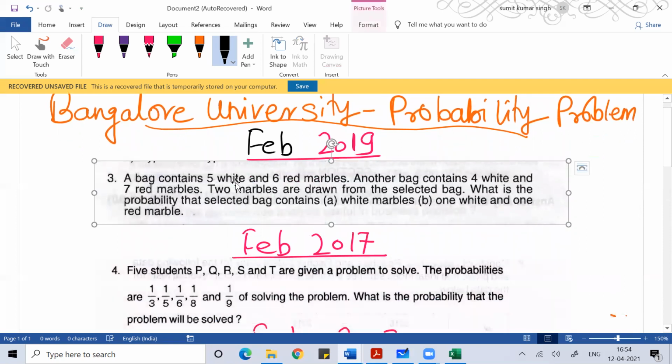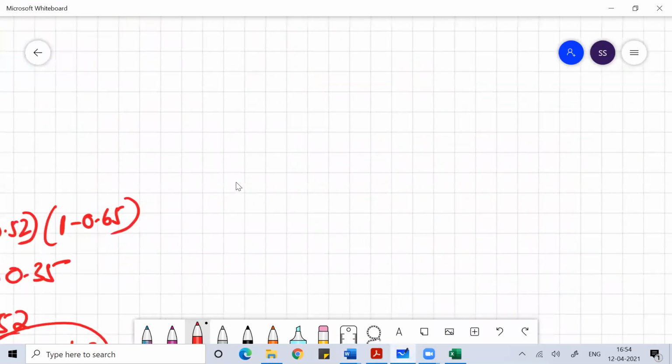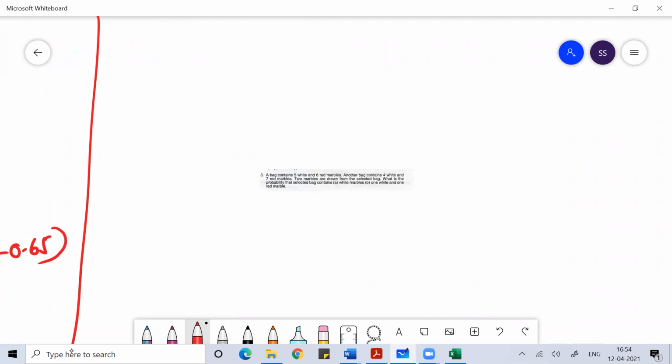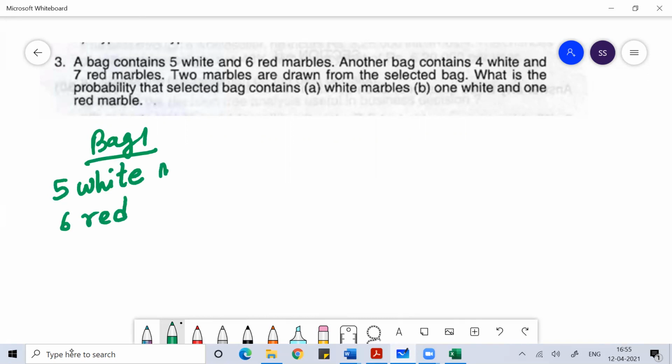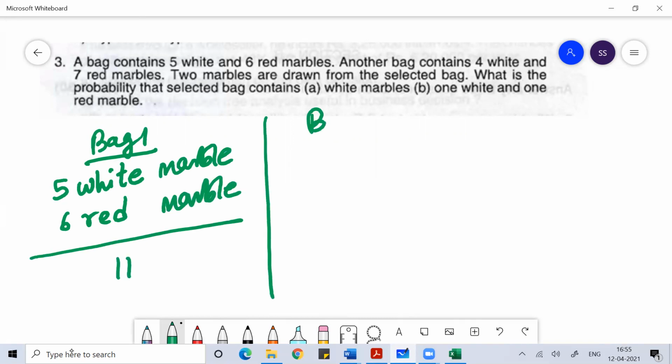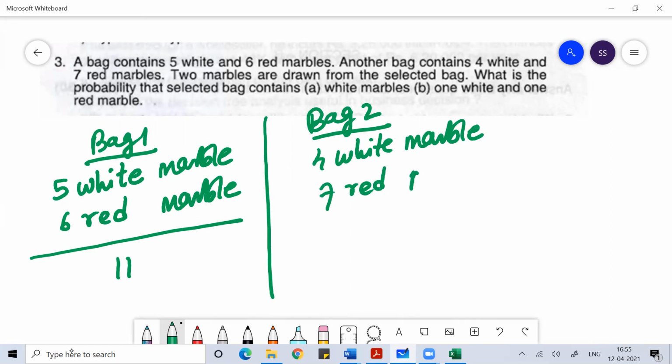If you see this question, this came in February 2019. A bag contains 5 white and 6 red marbles. So there's a bag one which contains 5 white marble and 6 red marble, total 11 marble. You have another bag two that contains 4 white marble and 7 red marble.